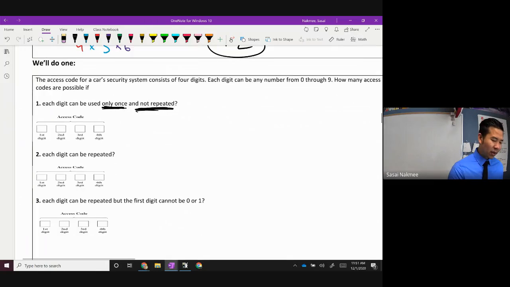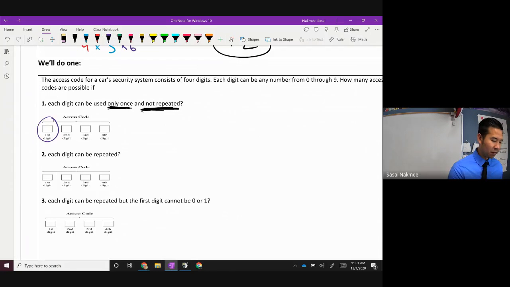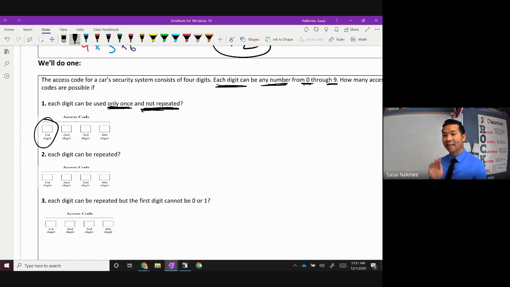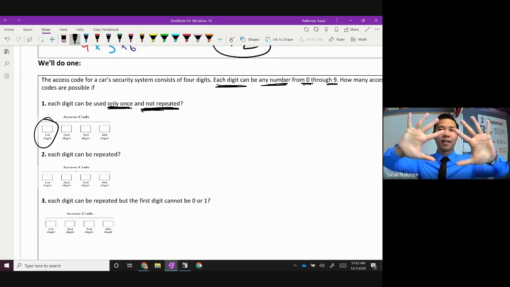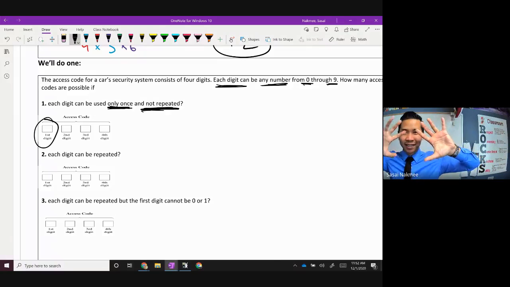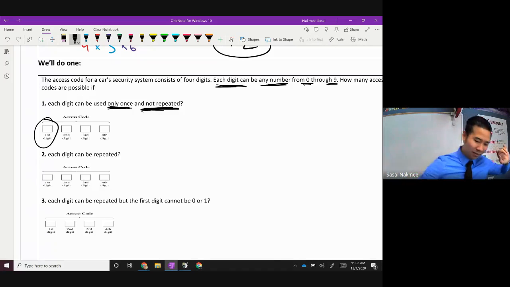How many possibilities are there for the first digit? How many possible numbers can you pick from for the first digit? Not 40. How many possible numbers can you pick for the first digit if each digit can be any number from 0 to 9? 10. Giselle, that's right. Remember, we did this in the last chapter. We counted out from 0. So 0 is the first number. So that's 1 right there. 0, 1, 2, 3, 4, 5, 6, 7, 8, 9. So from 0 to 9, there's 10 numbers.